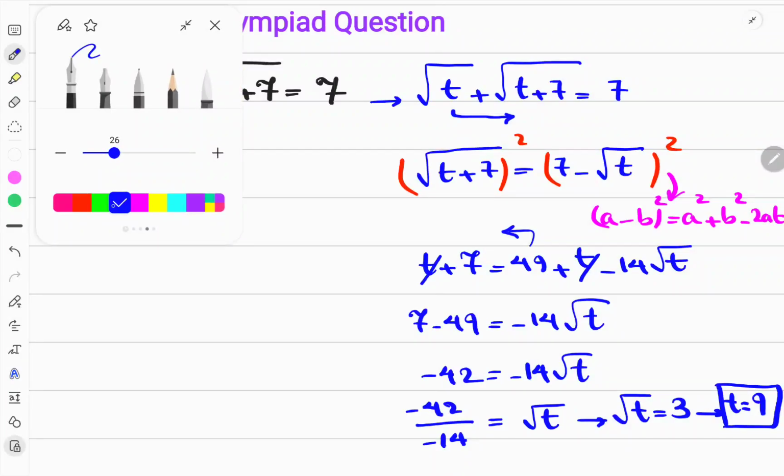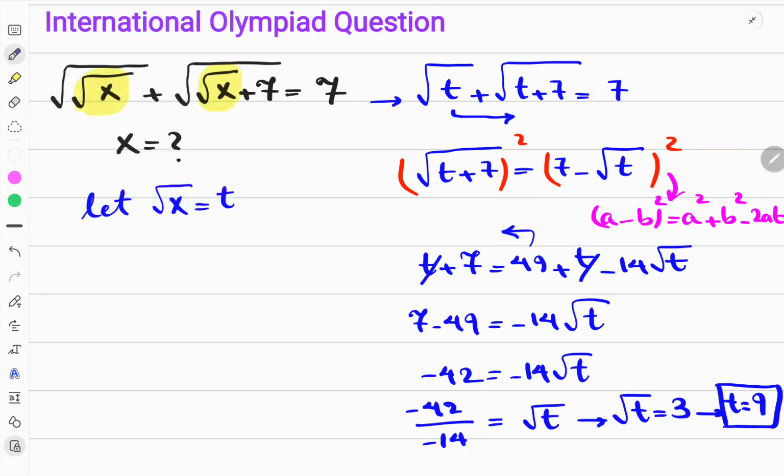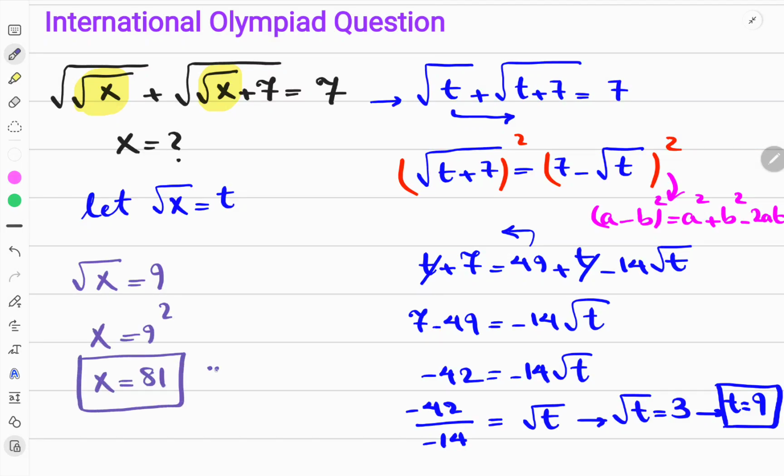So the last step is that radical x is t, so raise both sides to the power of 2, so x is 9 squared, which is 81, the final answer.